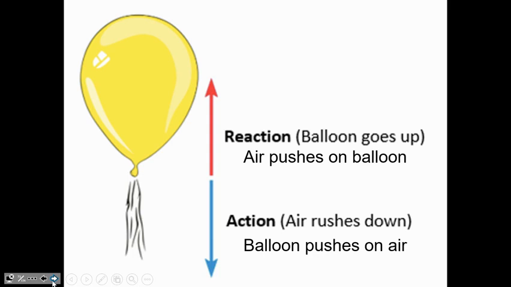This is the action-reaction pair that allows the balloon to move. When you let go of a balloon, it goes all around the room, right? But that's not because it's pushing on anything outside of itself. It's the balloon pushing the air out the bottom.